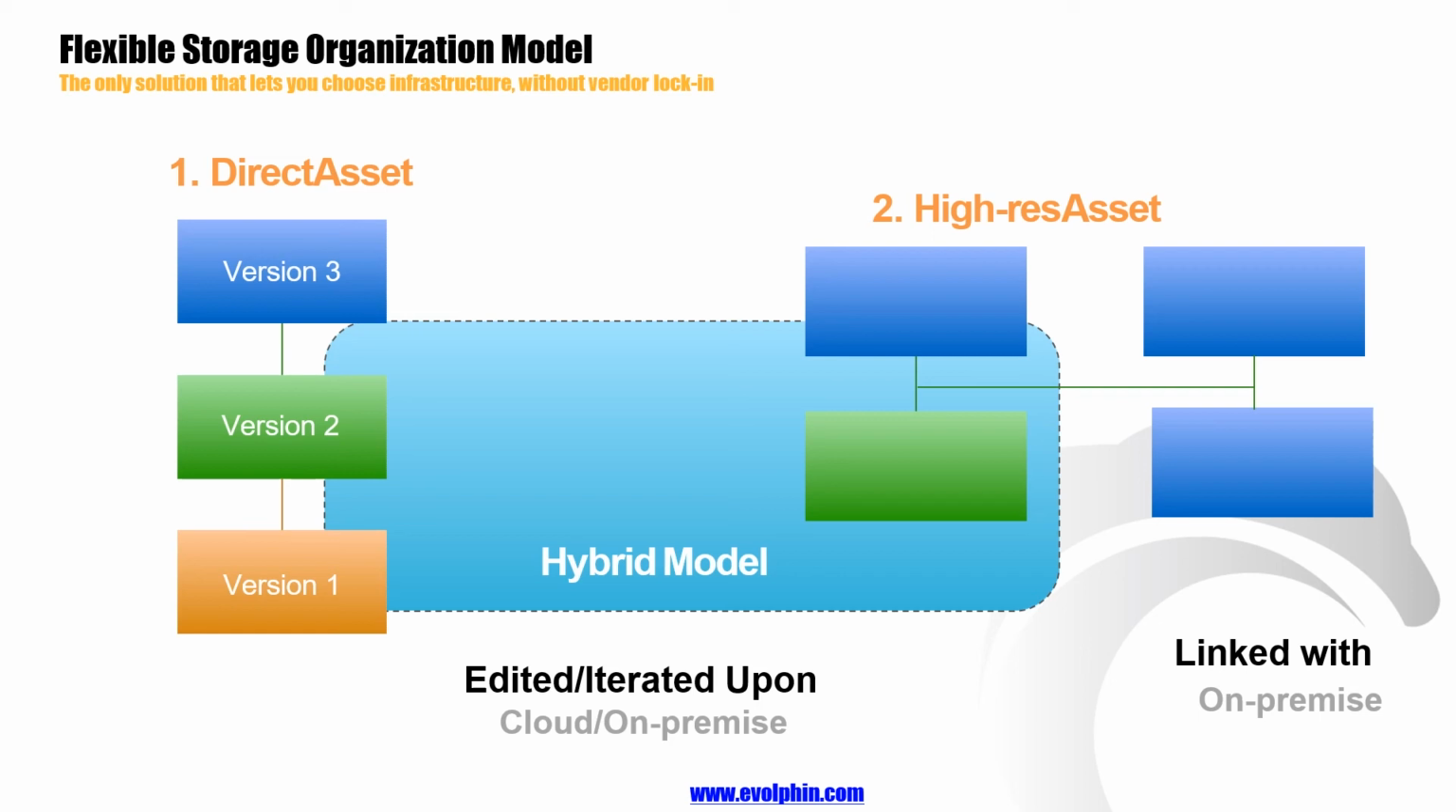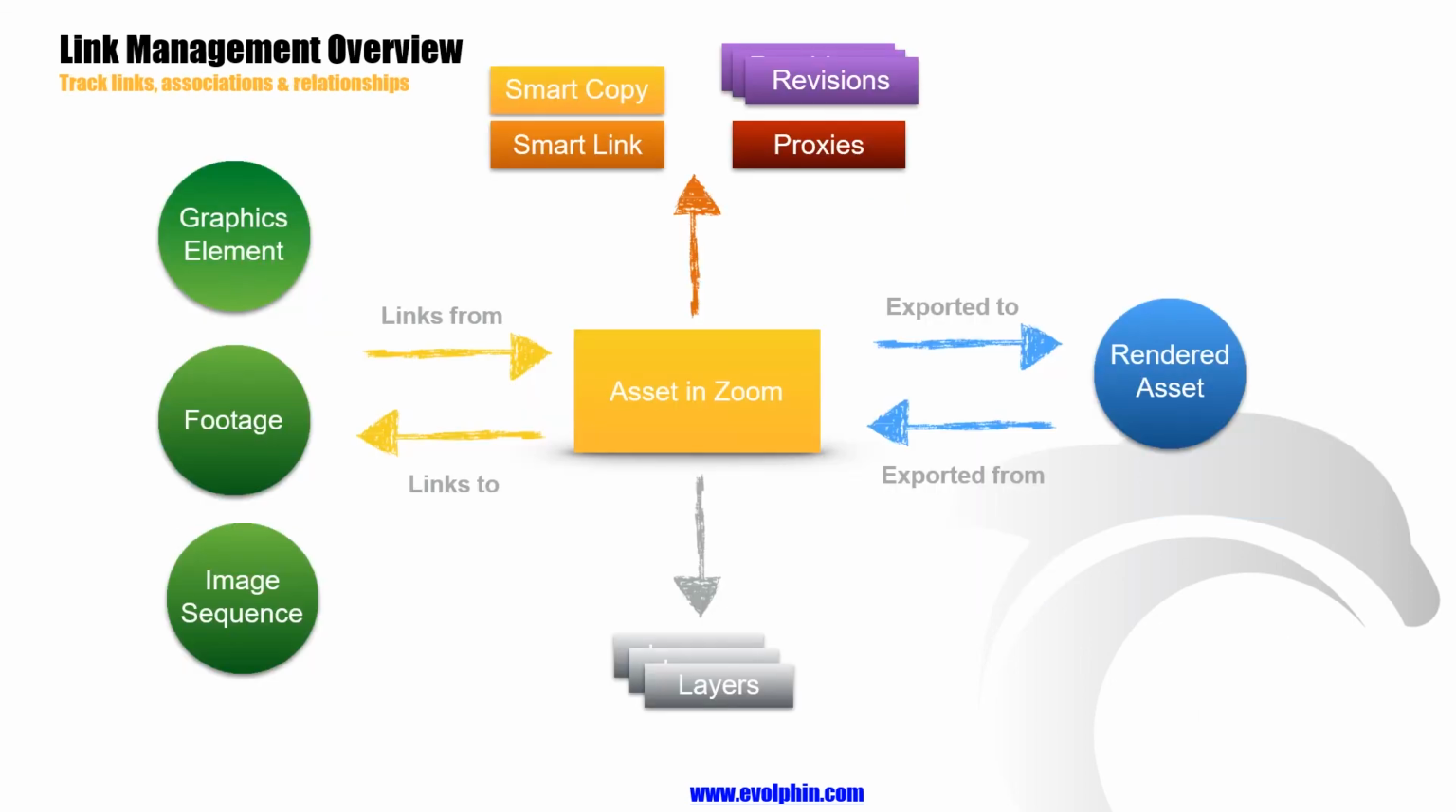A key set of features around link management are essential for these remote workflows. So in our system, an asset can have many associations. We can have elements, graphic elements, image sequences, and footages that are linked. Any exports that are done from an asset, like a Premiere or a Media Composer project, are tracked. So you can always locate an exported file back to the original projects. If this is a design project that uses layers, those are tracked in the MAM. If you clone a project, those are tracked as smart links and smart copies.